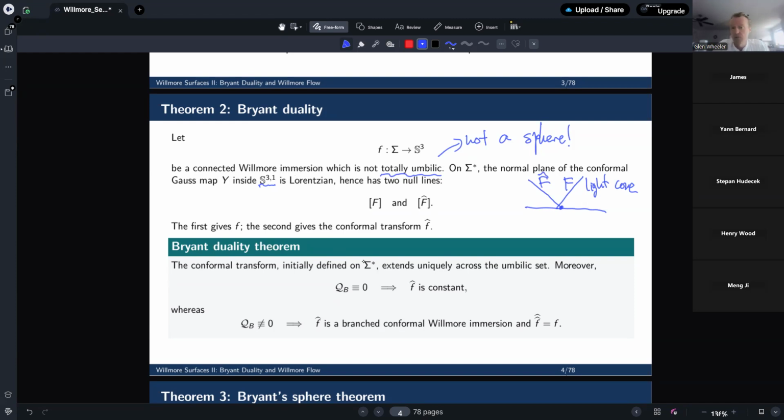But then you have this other direction, which is going to correspond to something called the Bryant dual. I think that's, or the conformal transform. I don't know if there's a standard name. Jan can correct me, but I've just called it Bryant dual throughout the talk. I think it's fine to call it that way, yeah. Yeah, cool. And so this Bryant dual has very nice properties, and it gives you this duality theorem, which is from the name of the paper, I suppose.